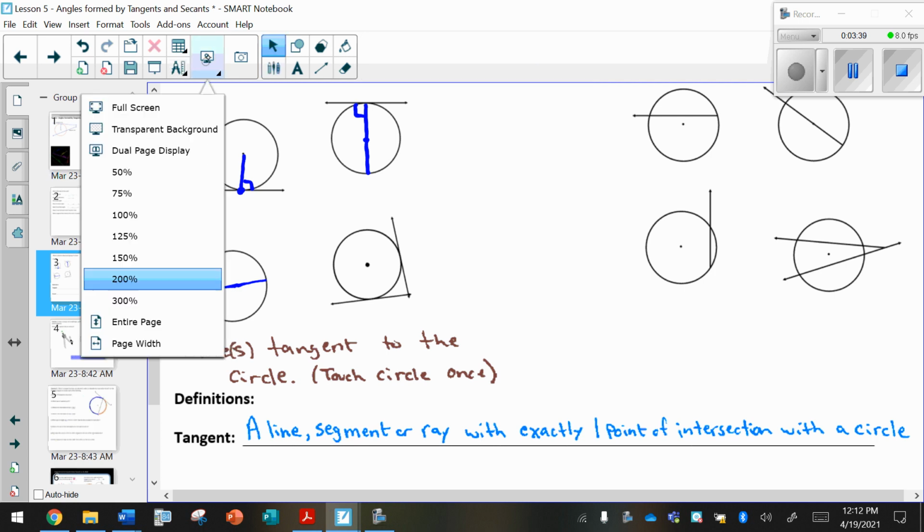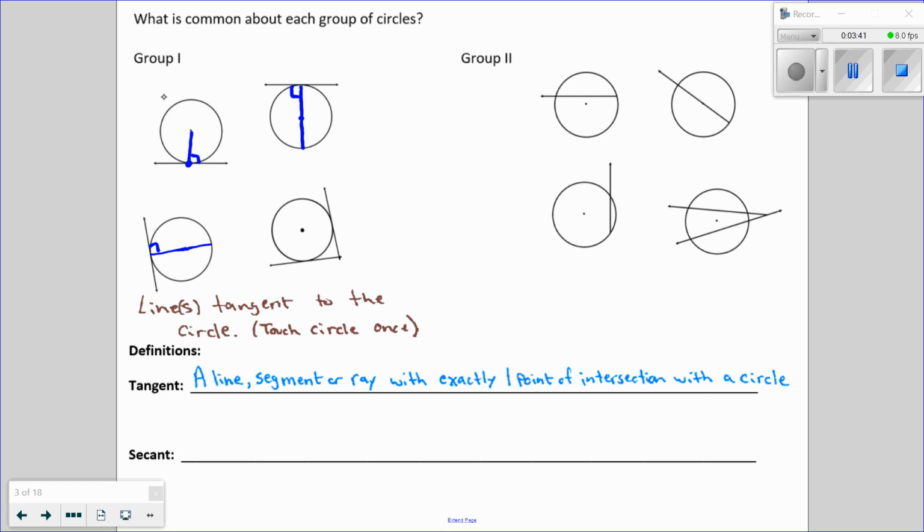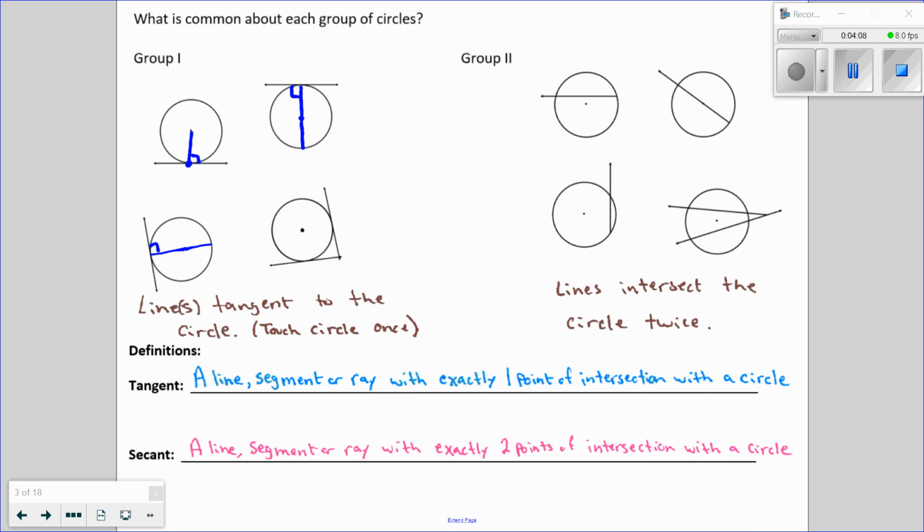Now let's look at this other group here. Group 2 is a little different. It looks like each one of these segments is a chord that has been extended beyond and goes outside of the circle. So it's a chord that extends outside the circle. This one's a chord that extends outside in both directions. Those are called secant lines. They're lines that intersect the circle twice. A secant is a line, segment, or ray with exactly 2 points of intersection with a circle.